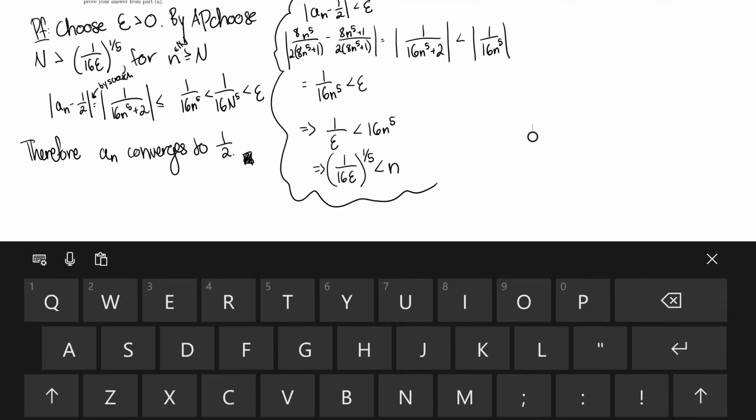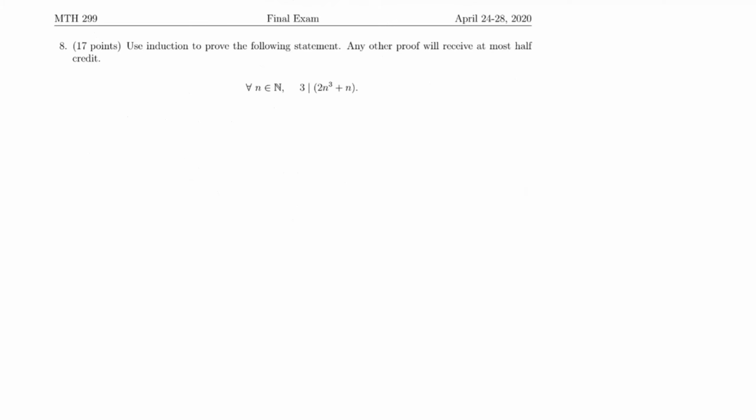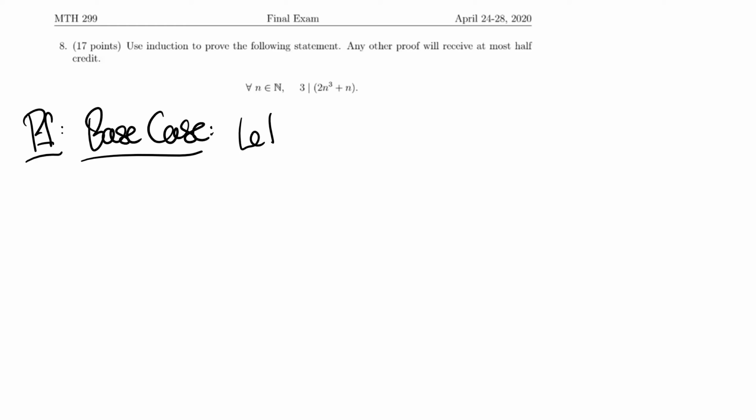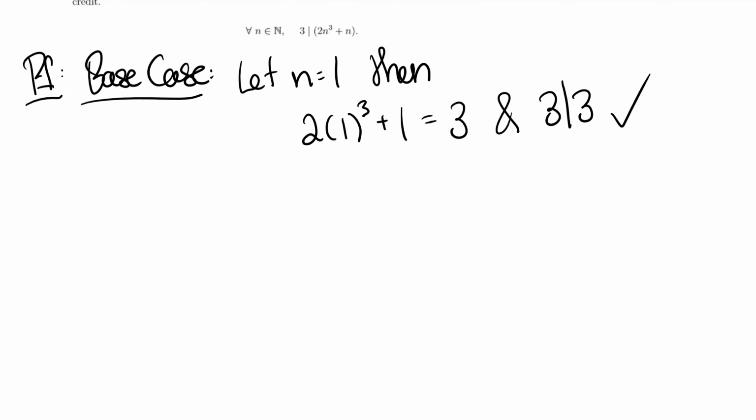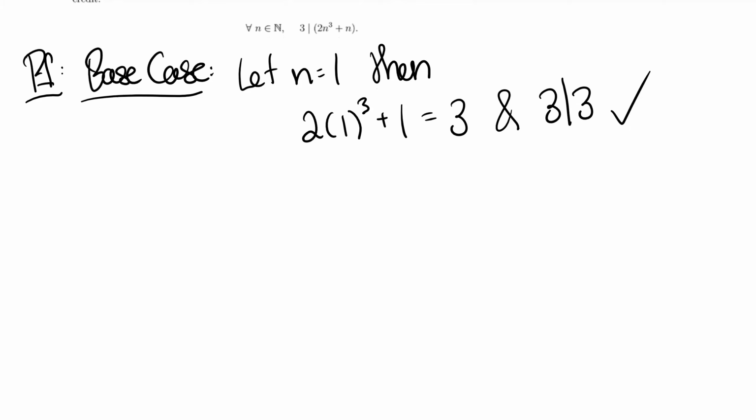All right. Use induction to prove the following statement. Any other proof will receive at most half credit. Okay, well, that's nice of them. All right, proof. Base case. So let n equal 1, then 2 times 1 cubed plus 1 equals 3, and 3 divides 3. Check. Remember, you don't just jump into this statement because that would be assuming it. You want to talk about what they are and show that that's the case.